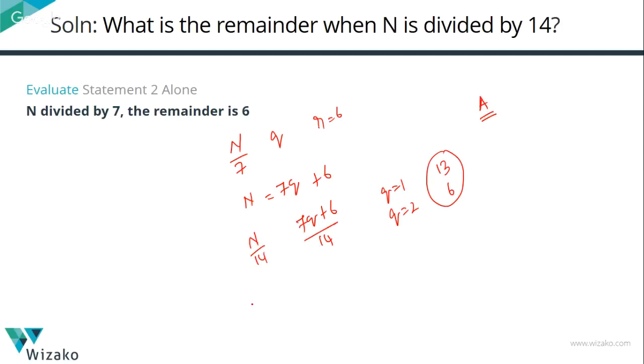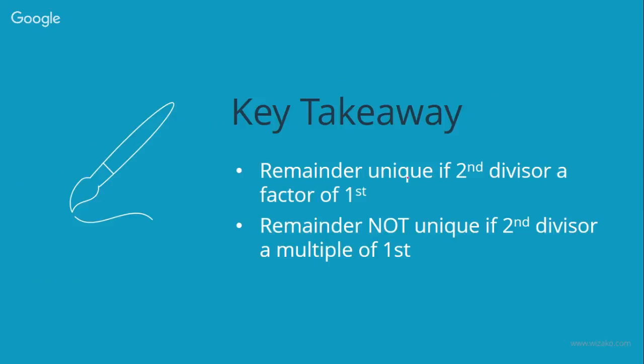Want to leave you with a key takeaway. I'll read it out in the next slide. The remainder is unique if the second divisor is a factor of the first one. Look at statement 1. We found out n divided by 28, remainder is equal to 20. Our divisor was 14. The second divisor is a factor of the first one.